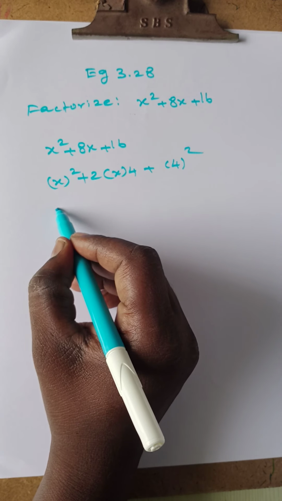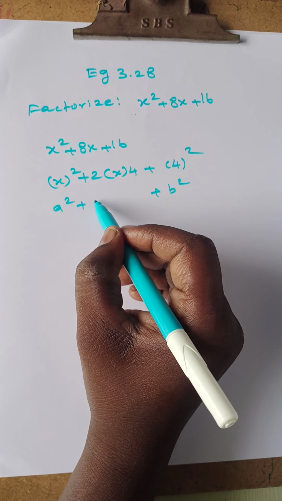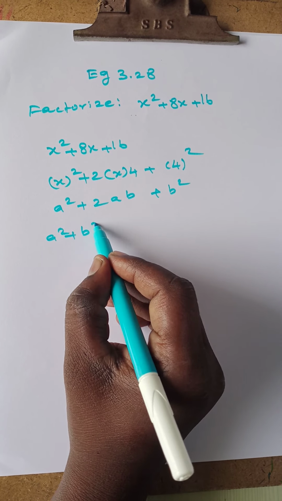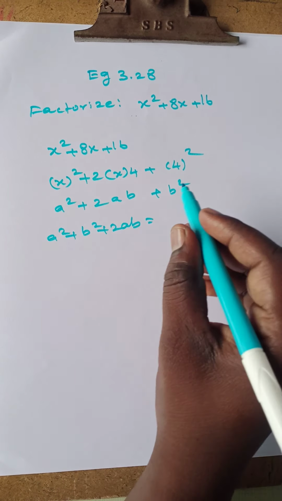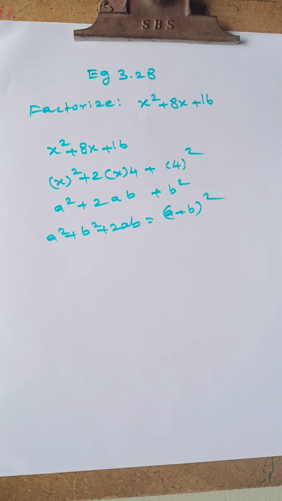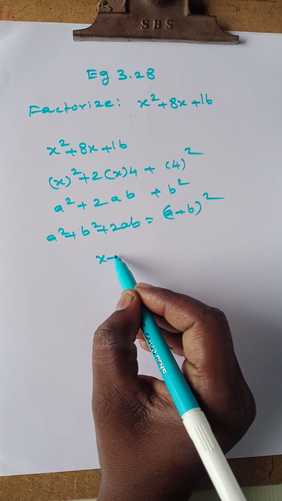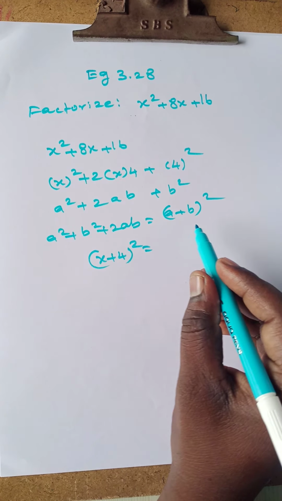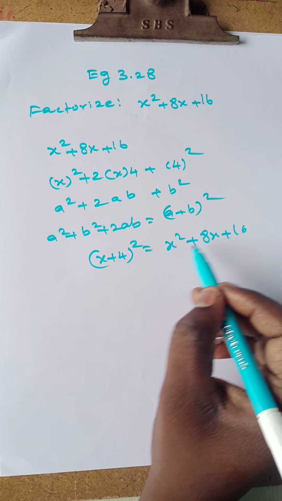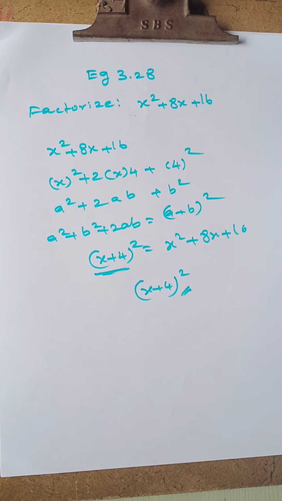So understand this: a square plus b square plus 2ab, the value will be a plus b the whole square. Therefore, a plus b is x plus 4. So the answer for x square plus 8x plus 16 is x plus 4 the whole square. This is the factor.